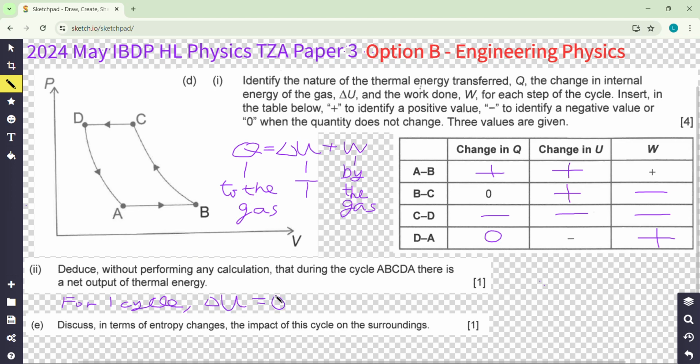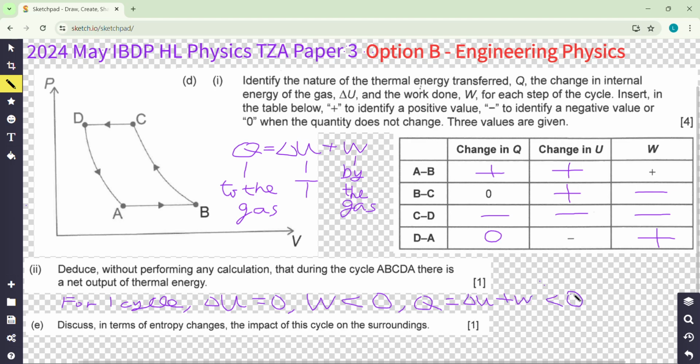How about the work? Then you look at here, okay. BC and CD are negative, whether BC or CD, but it is higher, right? So the magnitude is bigger. So the negative work done is larger in magnitude. So overall, the work done is negative. So Q equals delta U plus W, also negative.